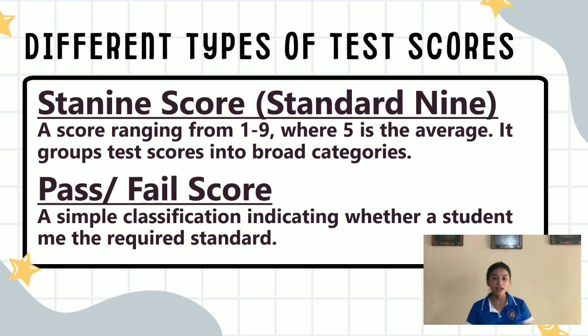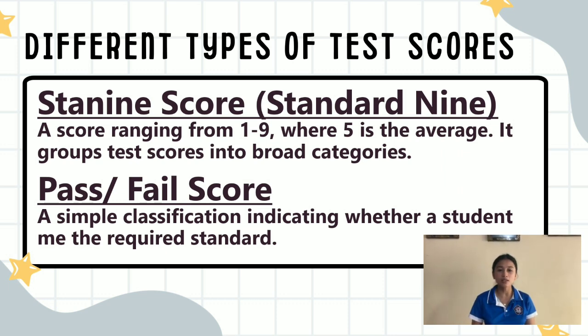So, next is stanine score. A score ranging from 1 to 9, whereas 5 is the average. It groups test scores into a broad category. So, about ranging the score, example in terms of academic performance, ang 1 to 4 is below average. Ang 5 is average. So, ang 6 to 9 is above average.